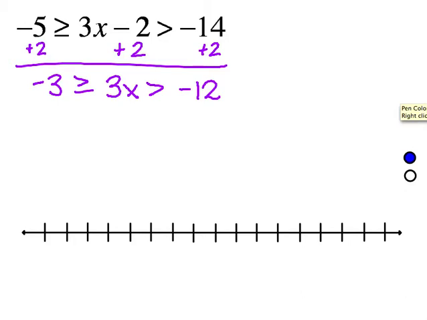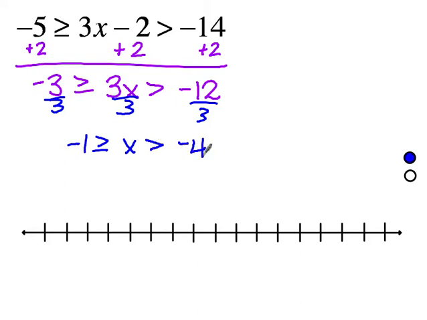What am I going to do now? Divide by 3. So I end up getting -1 is greater than or equal to x, which is greater than -4. Now, if that would have been a -3 that you would have divided with, you would have had to flip those inequalities. That's what we learned yesterday.